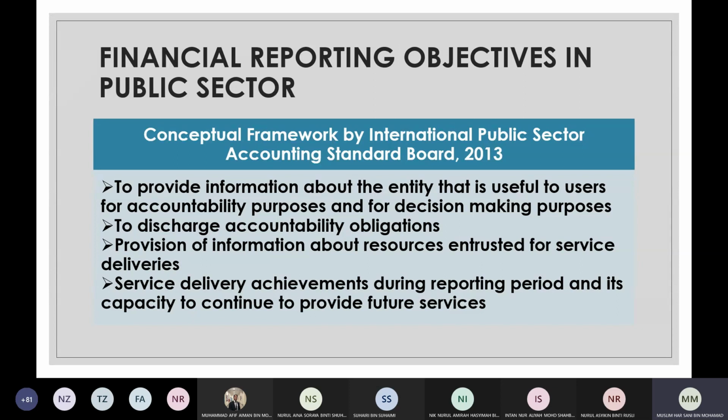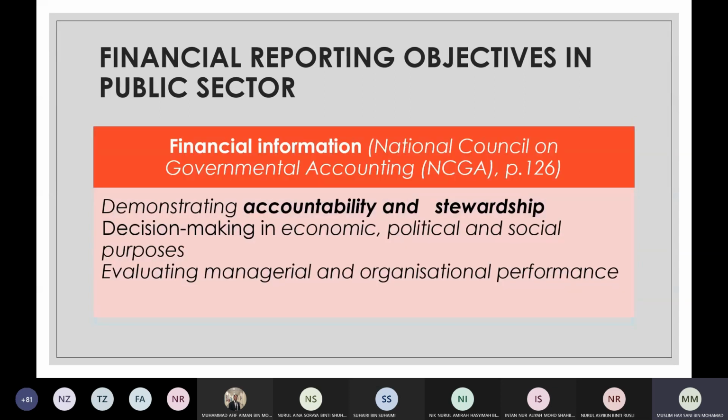Similarly, in the case of the public sector, this one is by the National Council on Governmental Accounting, based on the US. It covers demonstrating accountability and stewardship, decision-making, and economic, political, and social purposes. These are the dimensions of the information. The information is useful for decision-making, not only for economic, political, and social purposes, because we are talking about public sector organizations. They have to look at socio-economic development and also political dimensions. Evaluating manager and organizational performance.